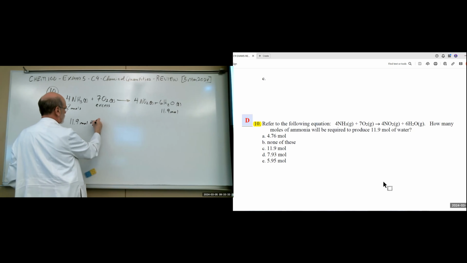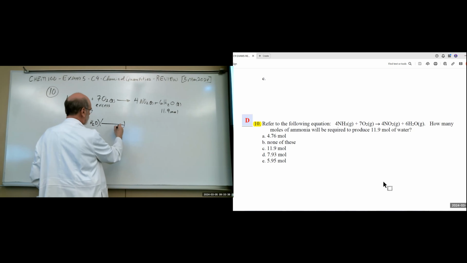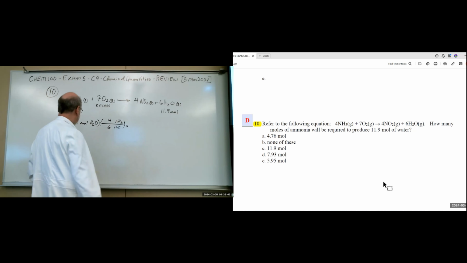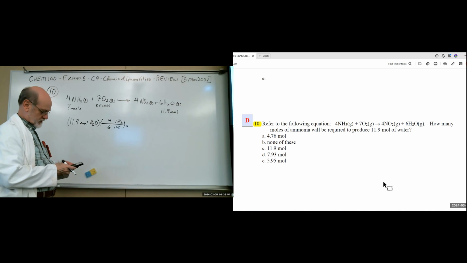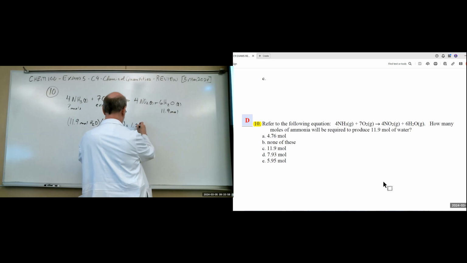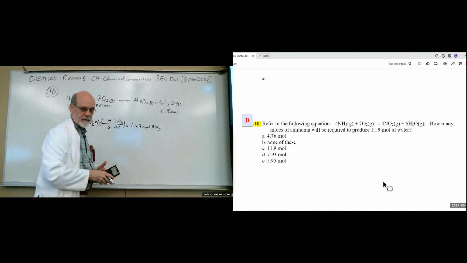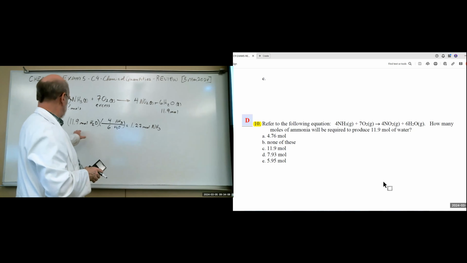Right? Moles of water, and convert from moles of water to moles of ammonia. The coefficient for ammonia is 4, and for water is 6. So 11.9, actually that's 2/3, is 3 significant figures, 1.27 moles of ammonia. Oops. Did something wrong.